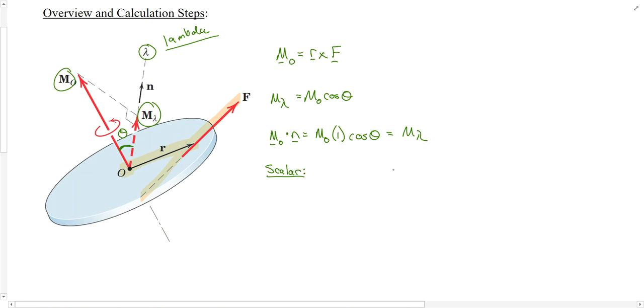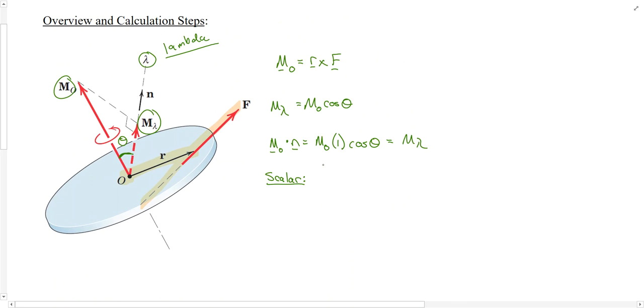Okay, there are a couple of things that you need to do. So the first thing you need to do is find the moment around O. So you actually have to have the vector expression for the moment around O. The second step is to write a unit vector in the direction of your axis, whatever that axis is.